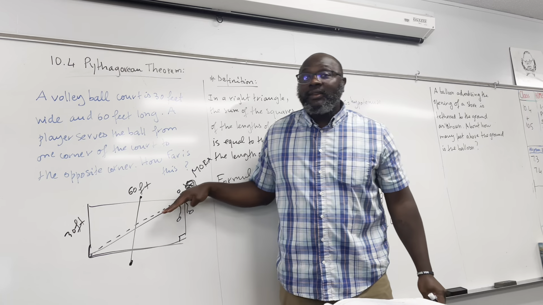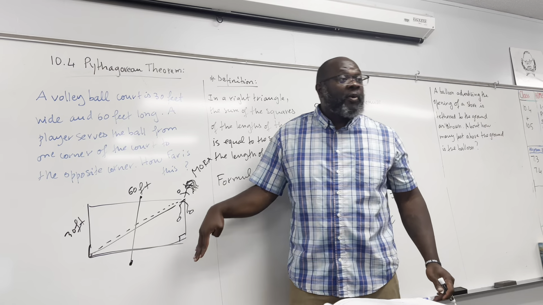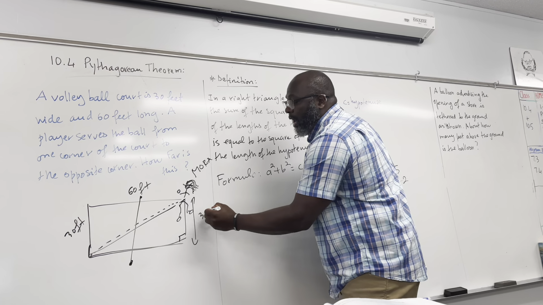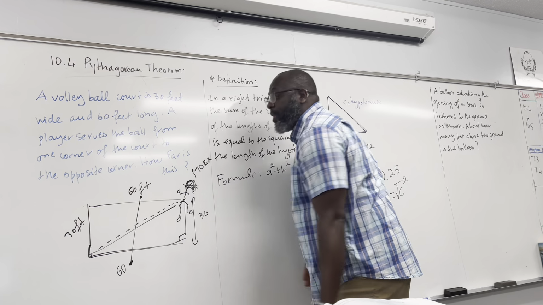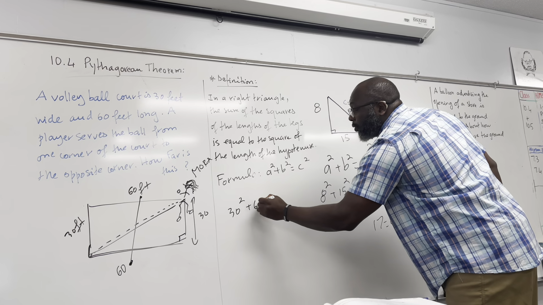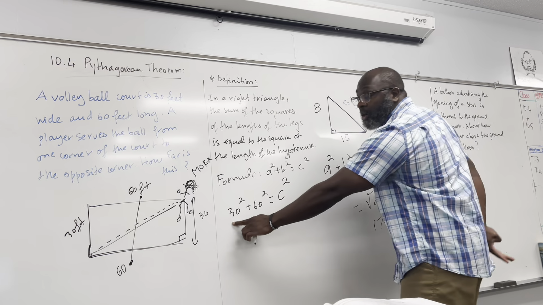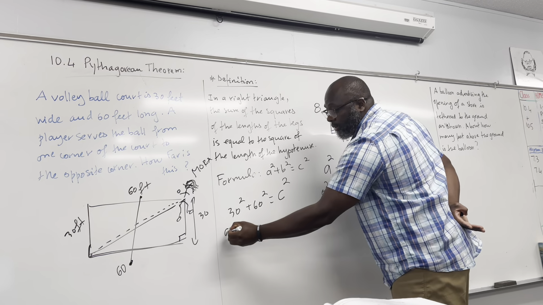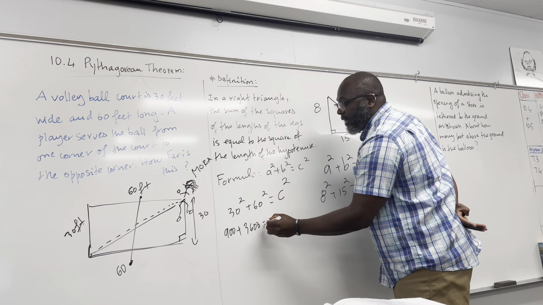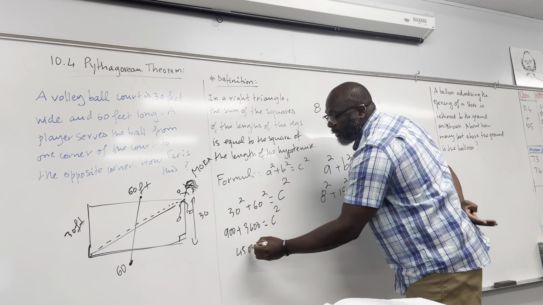What is this side going to be called? The hypotenuse. And how much is this here? 60. So how am I going to find that? 30 squared plus 60 squared equals C squared. 30 squared is 900, and 60 squared is 3,600. If you add them together, you get 4,500, equals C squared.